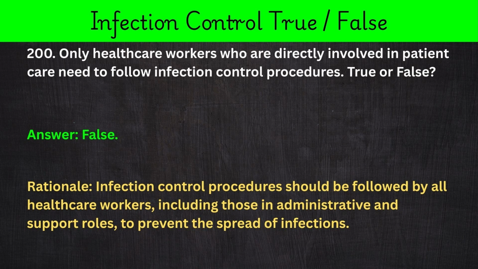200. Only healthcare workers who are directly involved in patient care need to follow infection control procedures. True or false? Answer: false. Rationale: infection control procedures should be followed by all healthcare workers, including those in administrative and support roles, to prevent the spread of infections.